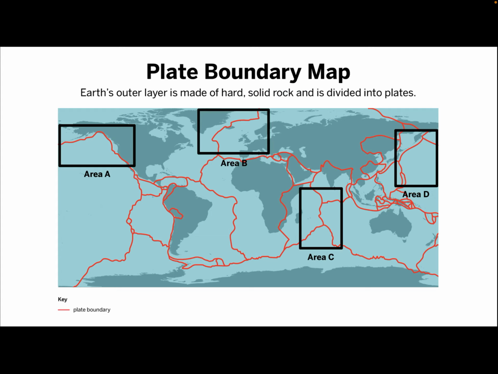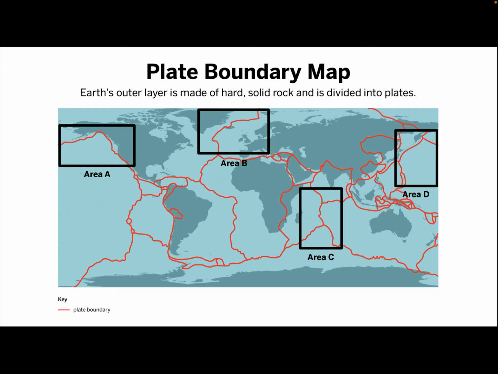So I wanted the kids to take a look at this. If we took a map of the earth and spread it out flat so it's two-dimensional, this is a map of the world, okay? You'll notice that we have these areas, A, B, C, and D, and these red lines here. The red lines indicate a plate boundary.